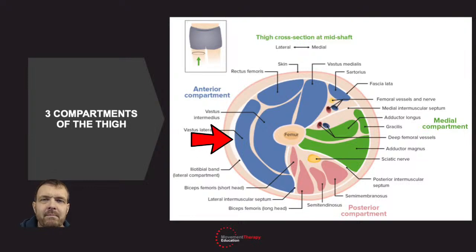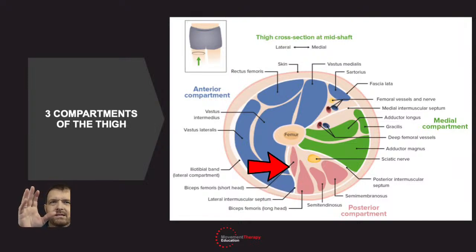Okay. But then what I want you to look at is this bit here. So this bit I was talking about last week. As we get to this area here, before we get to this posterior compartment, it's divided. So the anterior and posterior compartment is divided by this white line just in there. And that's the lateral intermuscular septum. Okay. And we talked about this last week.